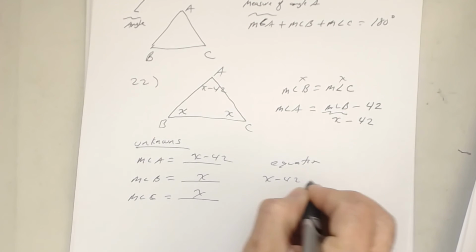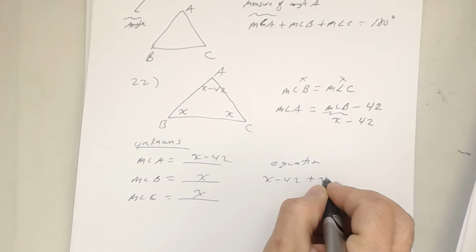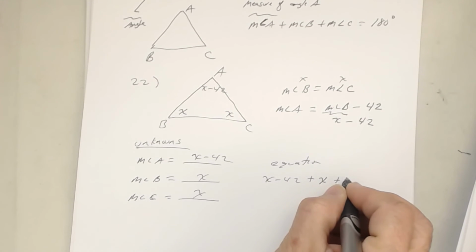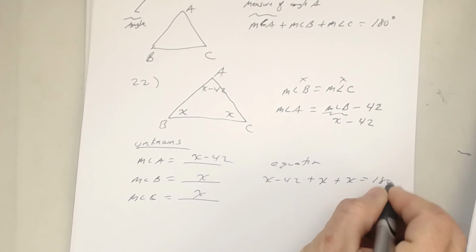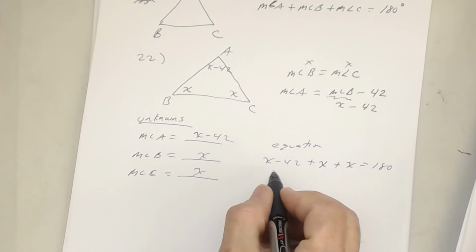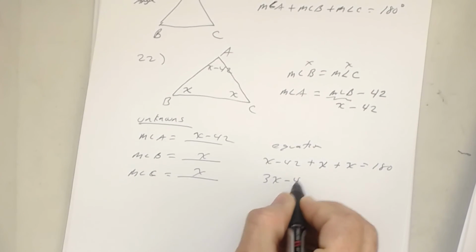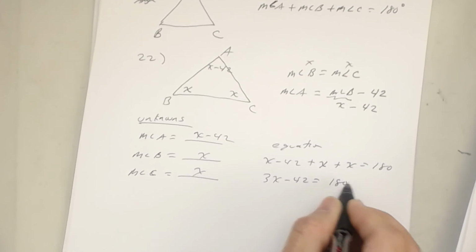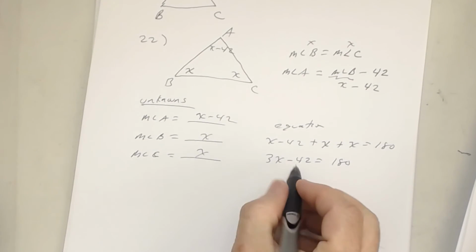x minus 42 plus x plus x equals 180. So there's your equation. All right, that's the equation. All right, combine like terms. 3x minus 42 equals 180. What's the next step?